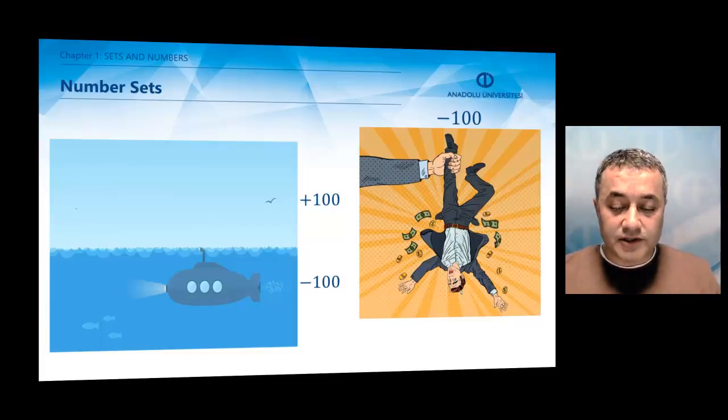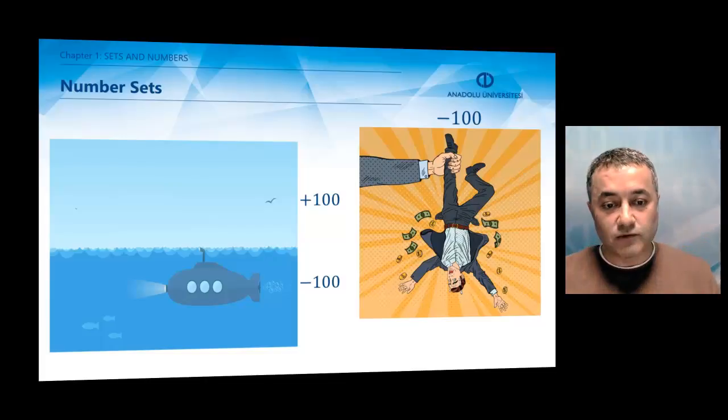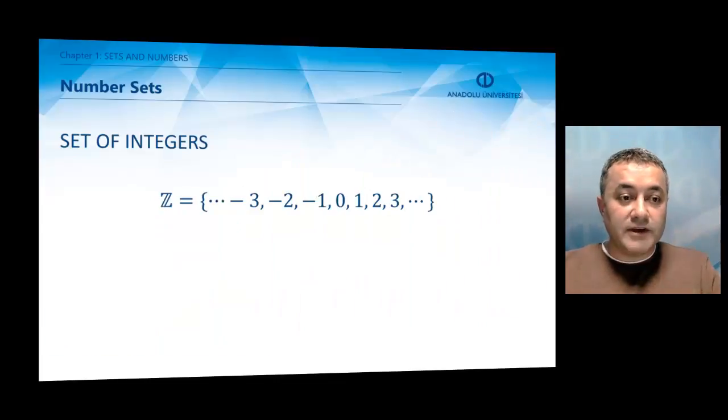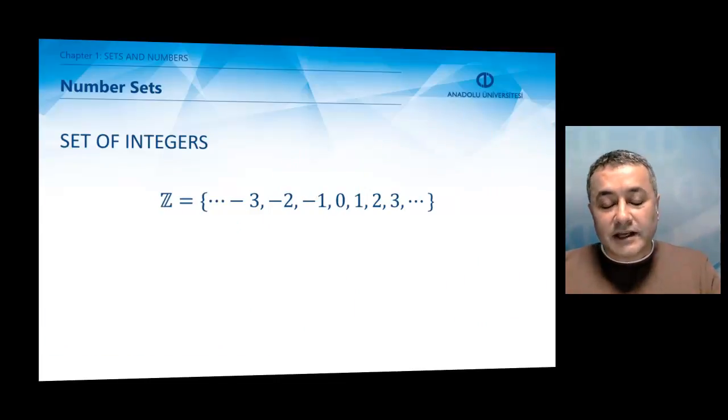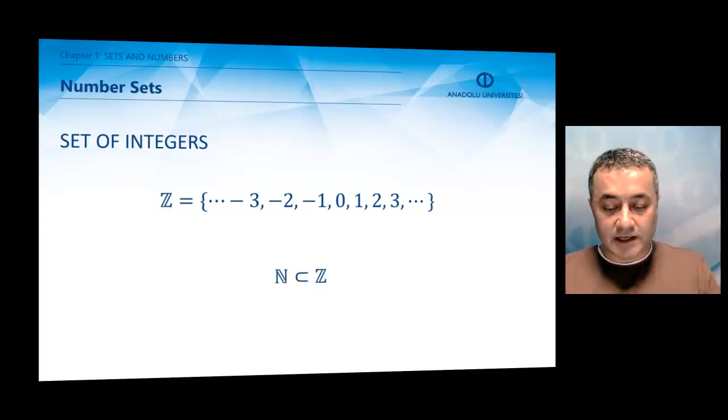Thanks to negative numbers, we denote our depth by minus 100. We denote the submarine 100 meters below the sea level by minus 100. If we add the negatives of natural numbers along with 0 to the natural number set, we obtain a new set, which is the set of integers. Since all natural numbers are in this set, natural numbers are a subset of the integers.